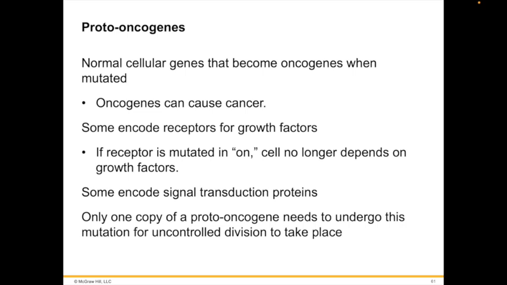This is analogous to a light switch that is stuck on. The light will always be on. One simplistic way to think about this is an analogy to an automobile. Oncogenes function as the accelerator to push the cycle forward.